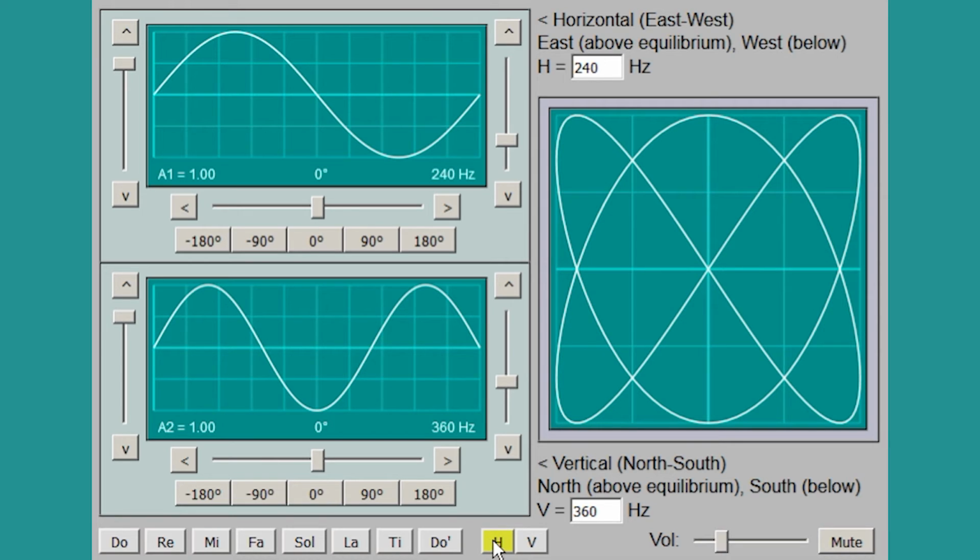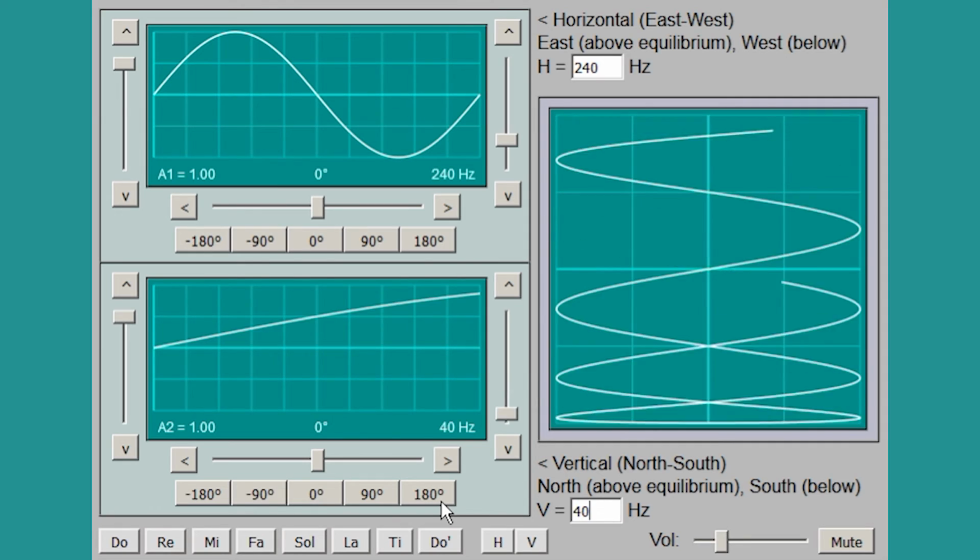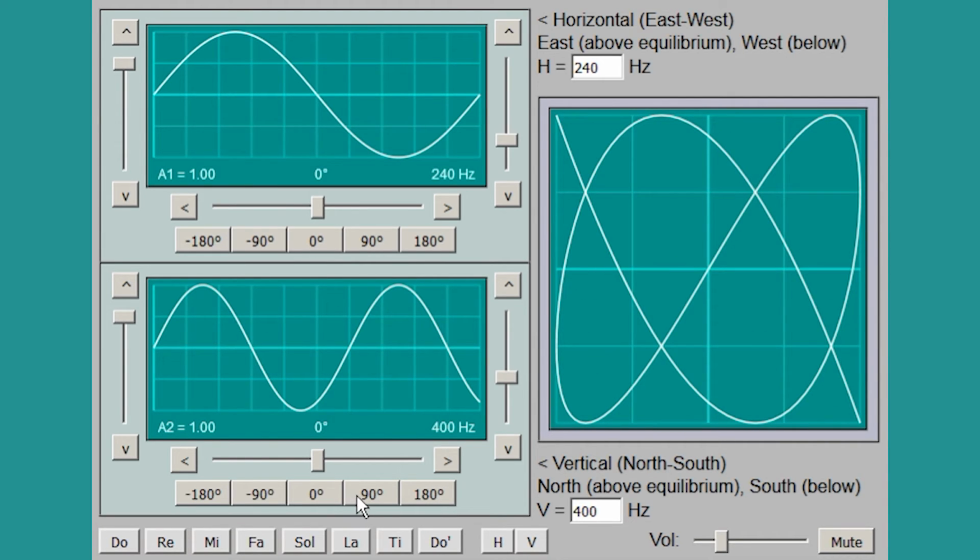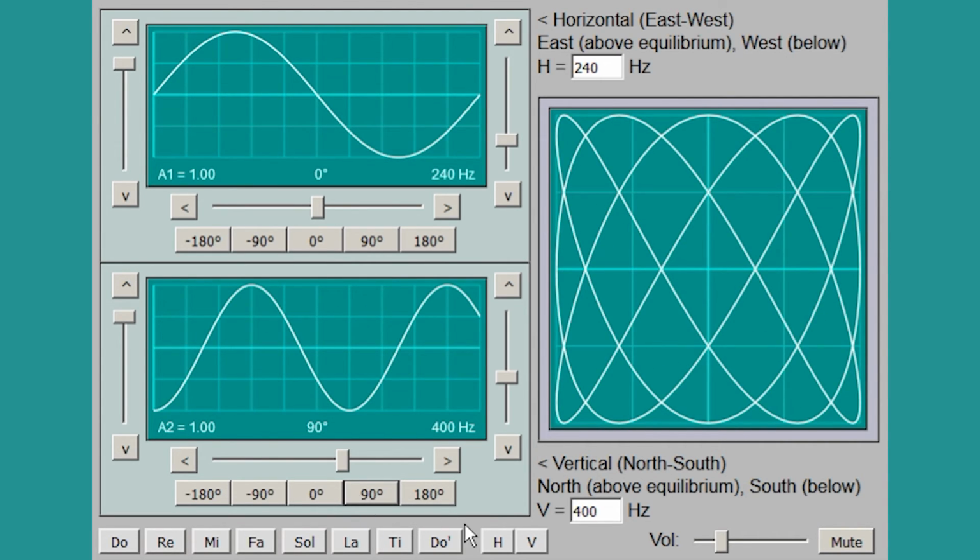Here is one. The 3:2 ratio. The song is Twinkle Twinkle Little Star, the 5th. Note that in some cases, the Lissajous figure is folded, as when the vertical frequency is equal to 400 Hz. Choosing a different phase unfolds the pattern. This case is 5:3, My Bonnie, the 6th.